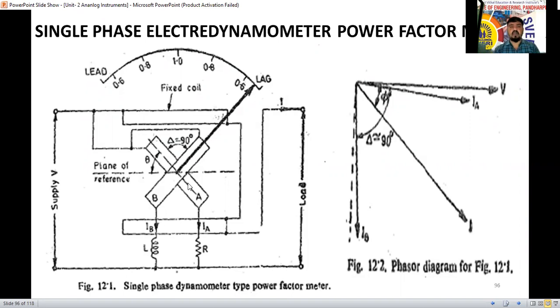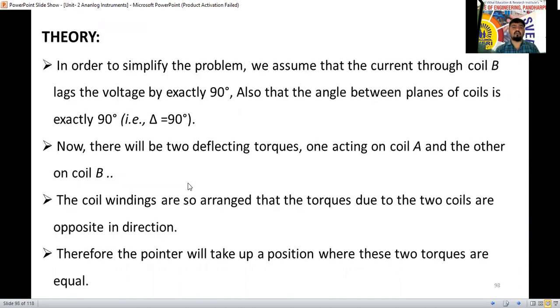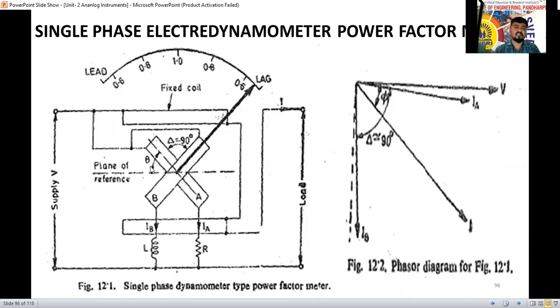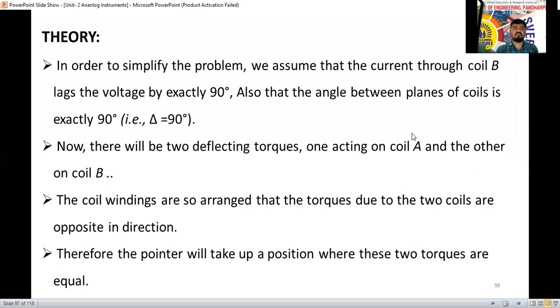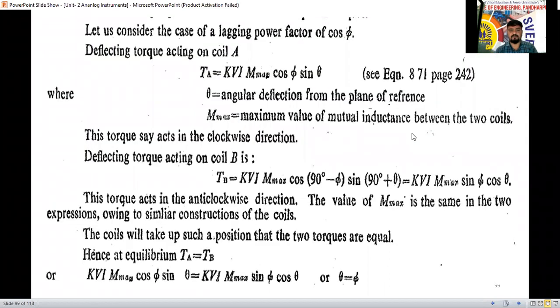Based on that, we have to derive an equation: the angle of deflection of the pointer, theta, equal to phi, we have to prove here. Phi is the angle between voltage and current, and theta is the deflection. If we prove this, it means the scale is uniform, and the angle of deflection will show the power factor or phase angle. To prove that, we have to write some equations, which I will tell you now.